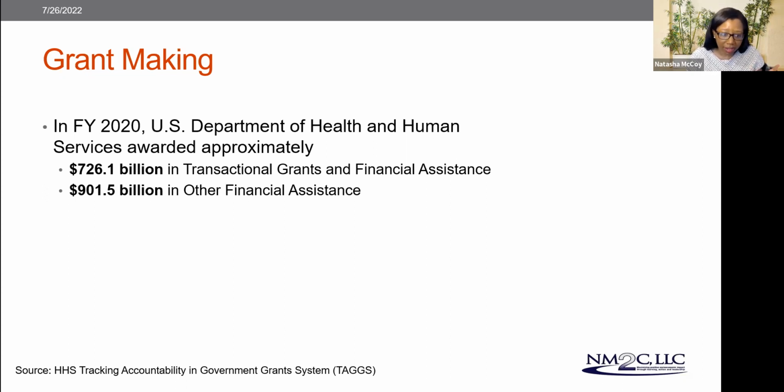Now, there's a bit of an asterisk here. This is an organization that was also primarily responsible for giving a number of funds for COVID response. So that number is elevated from prior years, but understand that year to year, this particular agency, the U.S. Department of Health and Human Services, oversees billions of dollars every year, regardless of the situation, towards both transactional grants, financial assistance, and other forms of financial assistance.